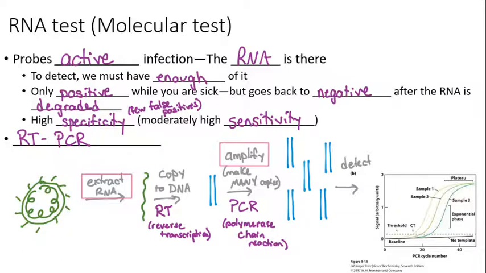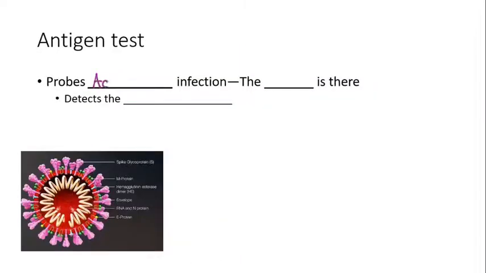The next type of test is the antigen test that also probes the active infection. This is the newest test to hit the market. So again, there's a lot more testing of the test that needs to be done. So when we say it probes the active infection, the virus is still there. This is detecting the proteins instead of the RNA.